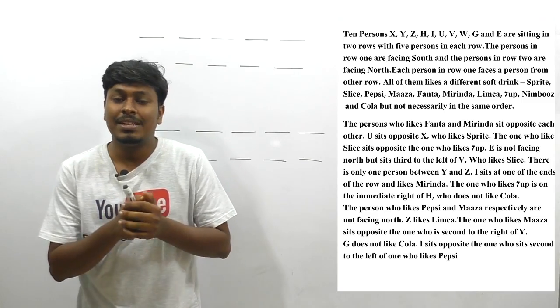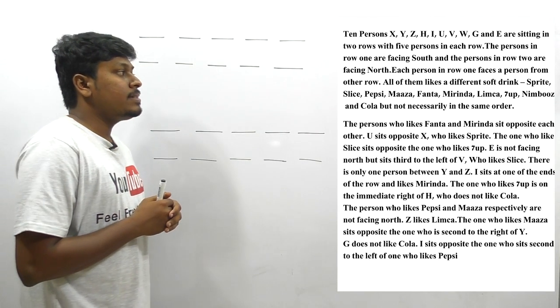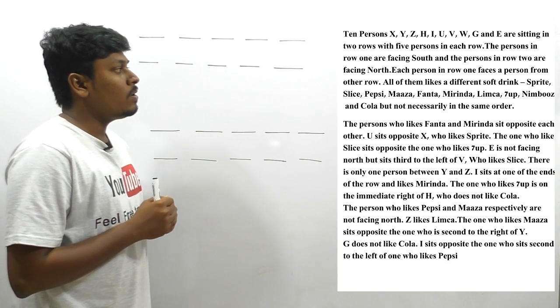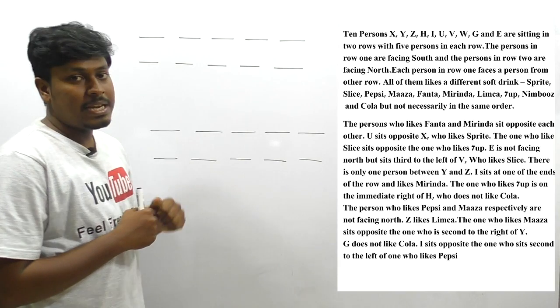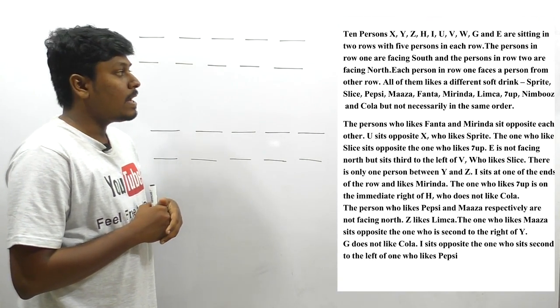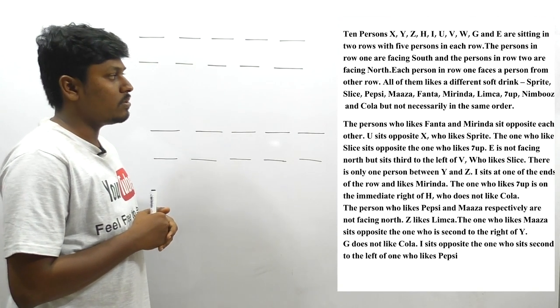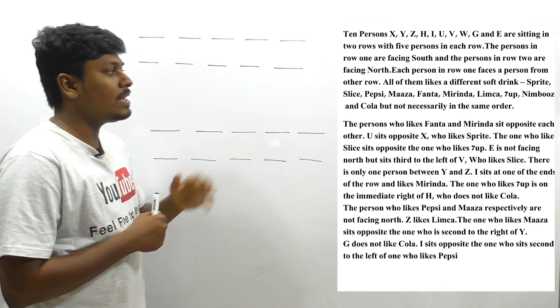Let me move on to the toughest arrangement question now. 10 persons x, y, z, h, I, u, v, w, g, e are sitting in a row with 5 persons in each row, right? They have said that there are totally 10 persons and in 2 rows, 5 persons are sitting, right? And one row is facing north and another row is facing south, okay? And all of them have different soft drinks. They have given 10 soft drinks, right?